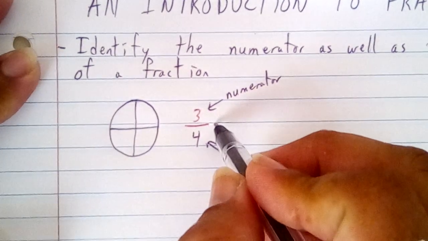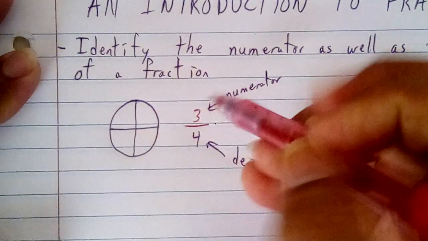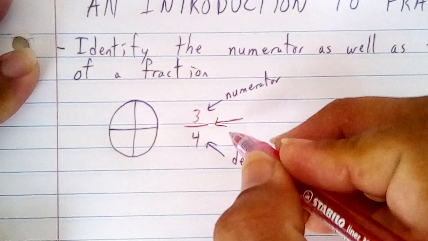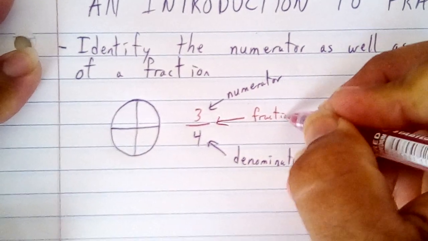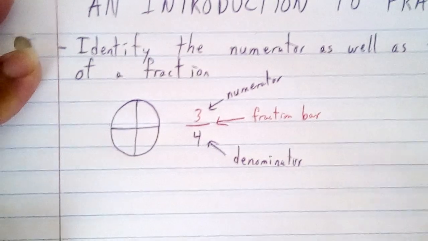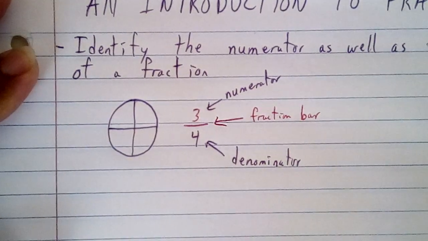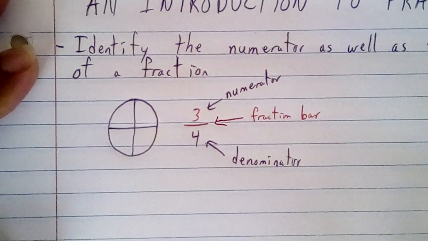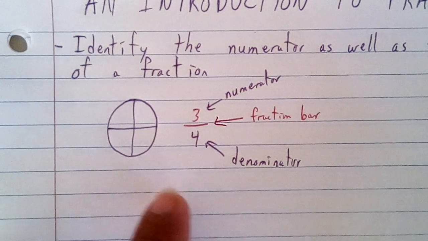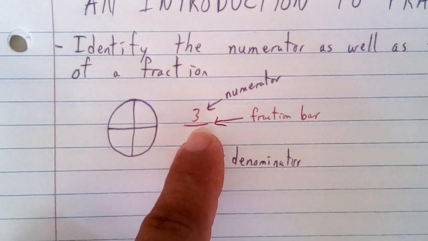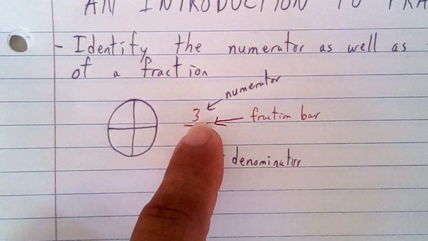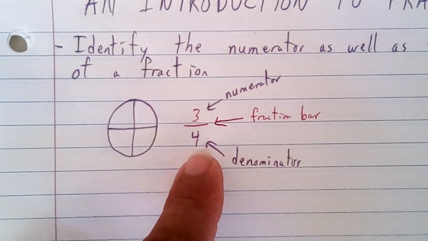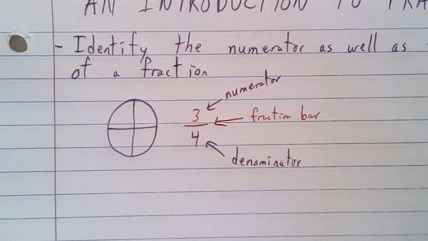This symbol in between here, let me use red. This line in between is what we call the fraction bar. This fraction bar is, in other words, simply division. So in a fraction, the number above the fraction bar is known as the numerator, and the number below is called the denominator.